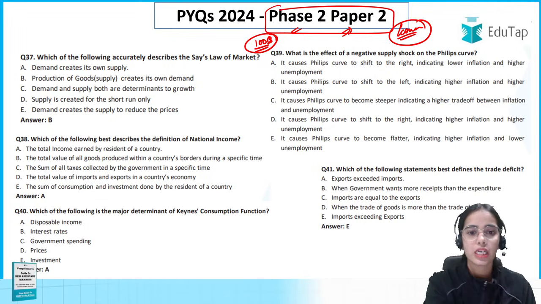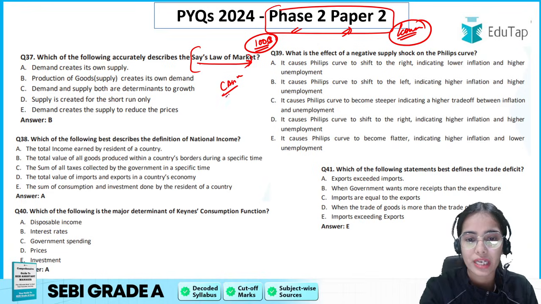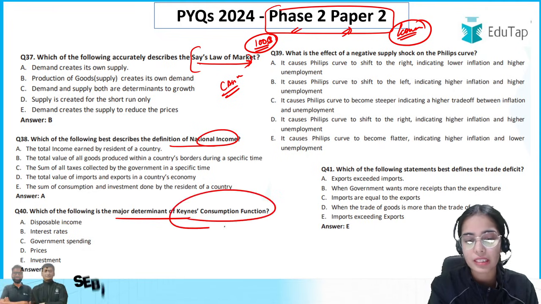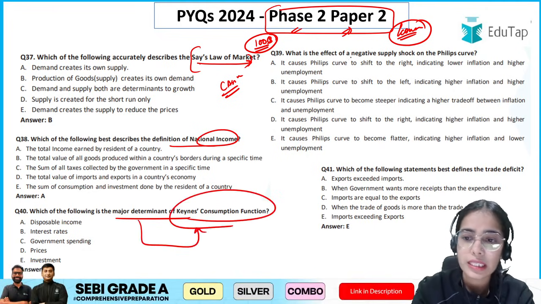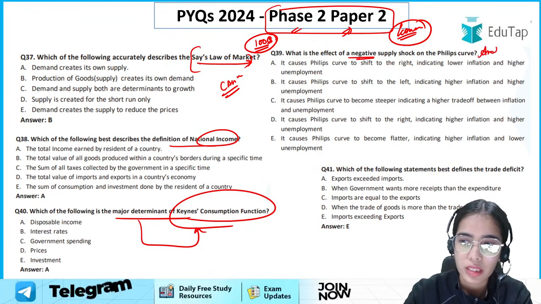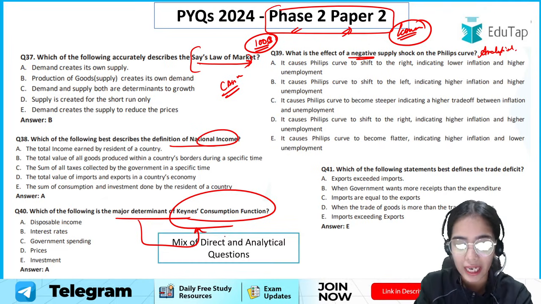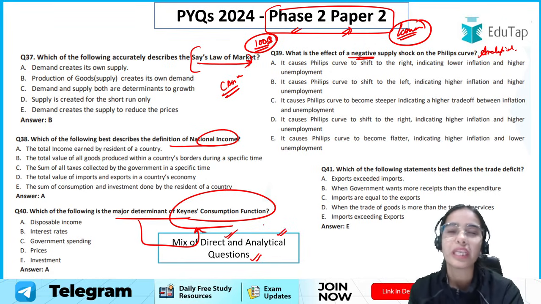Okay, here you can see Say's law of market directly from the classical assumption. A question has come. Definition of national income, major determinant of Keynes consumption function directly from the consumption function. Then this is a more analytical question. This is an analytical question. So in the phase 2 paper 2, there are direct questions and analytical questions also. So phase 2 paper 2 is not very easy, I will say.